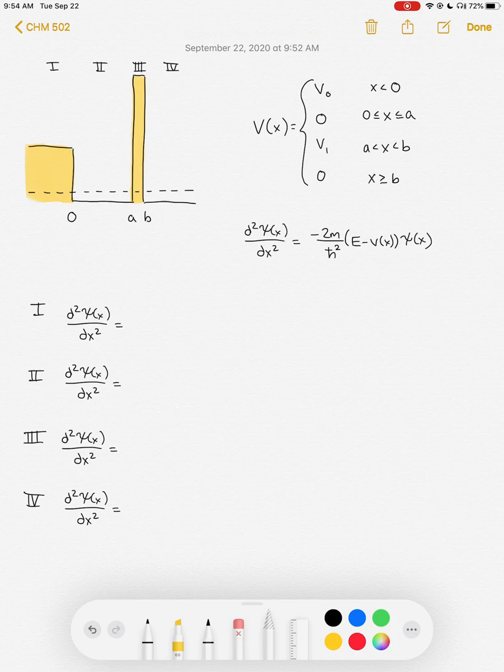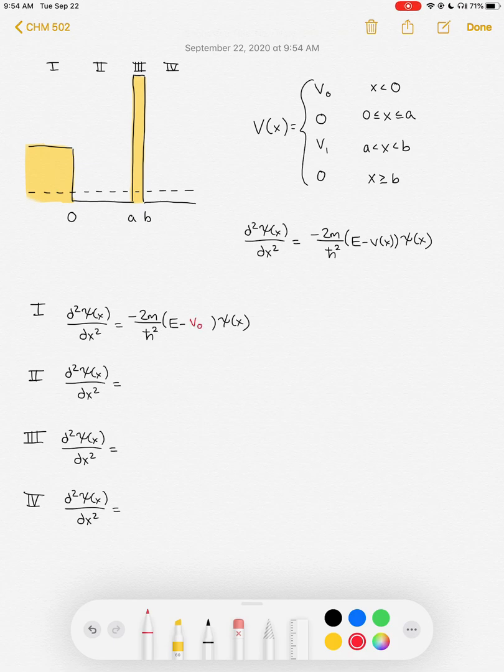So I'll go ahead and copy this down here. I've rearranged the Schrodinger equation in terms of the second derivative of the wave function, which helps to make sense of it. And so to solve the Schrodinger equation, we just need to substitute in our various potentials. So in this first region, our potential is V naught. So we can go ahead and substitute in V naught here.